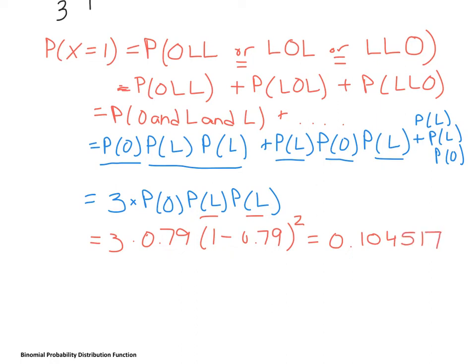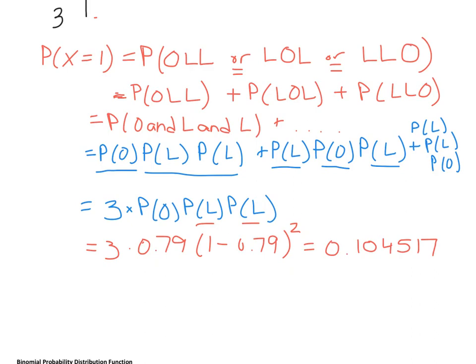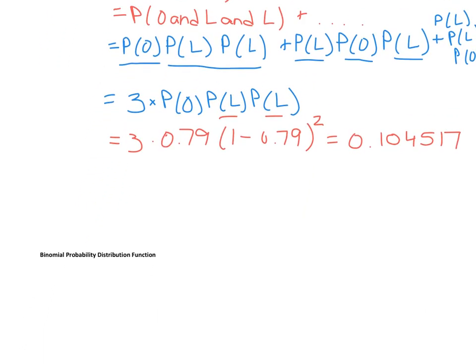All right, so let's go back up to our table, and we can fill that out. It's 0.104517. Okay, and then we can do that for all of them. We would do it for the 0, for the 2, and for the 3. That's how we're going to construct our probability distribution. All right, a little bit tedious, so let's see if we can generalize to a formula.